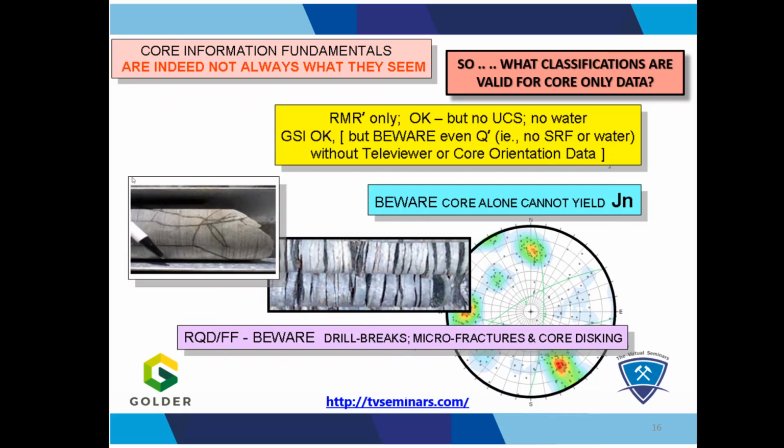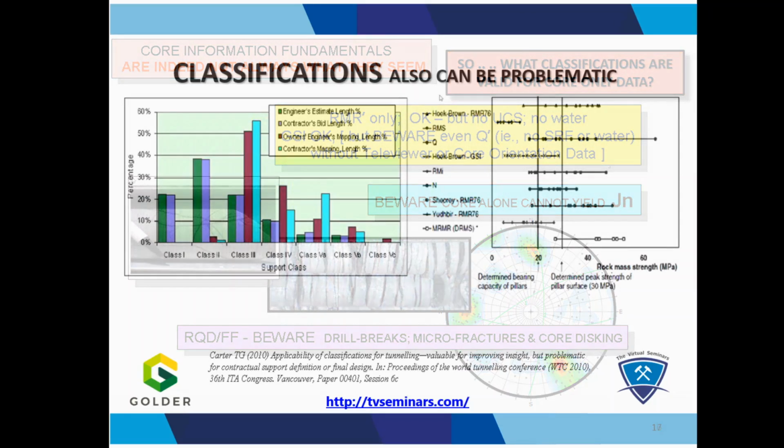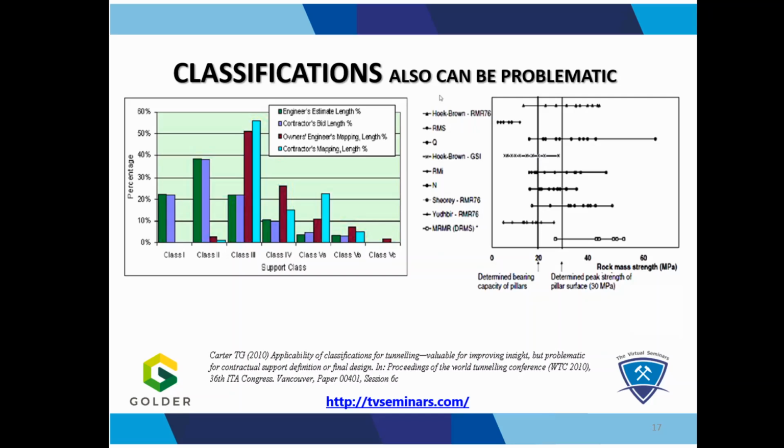When we come to describing RQD and fracture frequency and other parameters, we have to watch out for veining and for disking and microfractures, as poor drilling can exploit these and show you low RQD when really it's good rock, and clues to stress. The classifications themselves can also be difficult to apply, and they can be interpreted.